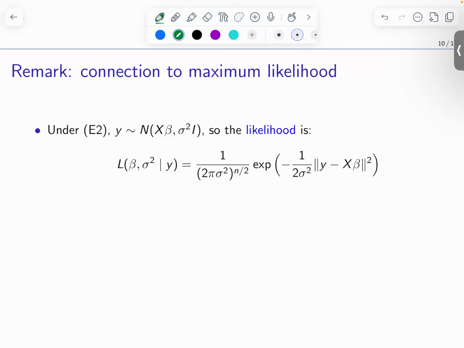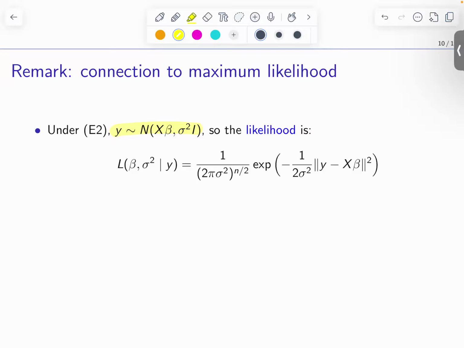Okay, one last thing is this remark. So under E2, we know that Y has this particular form, the normal distribution. As a statistician, once you have the distribution, oftentimes there is a very general approach to do estimation. You can compute what's called the maximum likelihood estimator of your parameters. Have people seen maximum likelihood? Just bear with me, maybe 2 minutes.